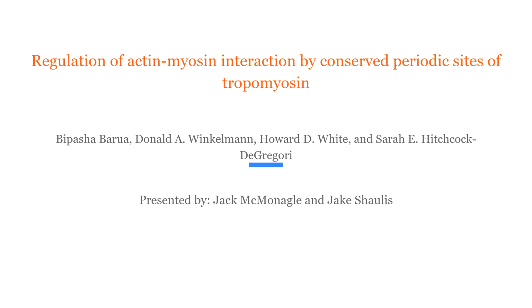For the paper we chose, the title is The Regulation of Actin-Myosin Interaction by Conserved Periodic Sites of Tropomyosin, presented by Jack McMonagle and Jake Shaulis.